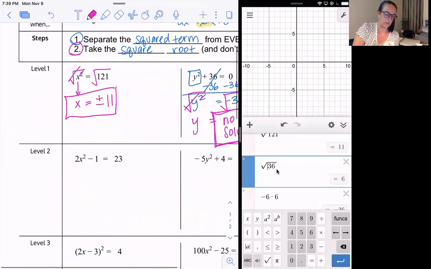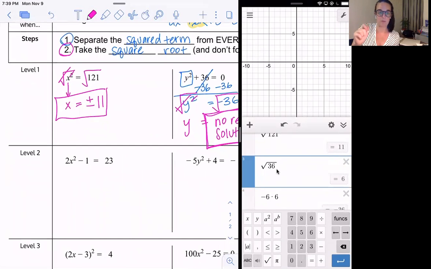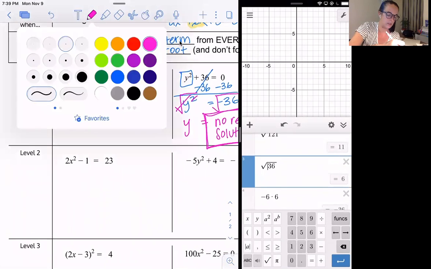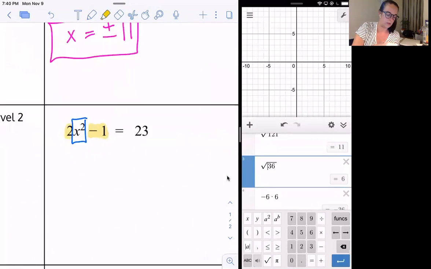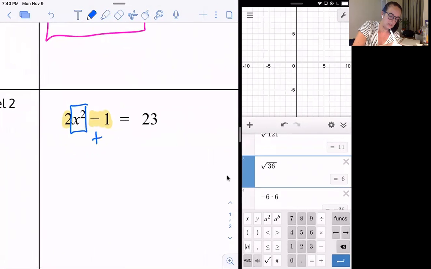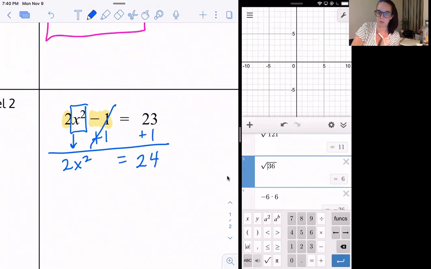All right, let's try some level 2 problems. We're going to follow the same 2 steps though. So we're going to, number 1, separate the squared term from everything. So here I see the x squared. That means that I need to get rid of the times 2 and the subtracting the 1. So I'm going to go ahead and add 1 to get started. It's going to leave me with 2x squared is equal to 24, 23 plus 1.